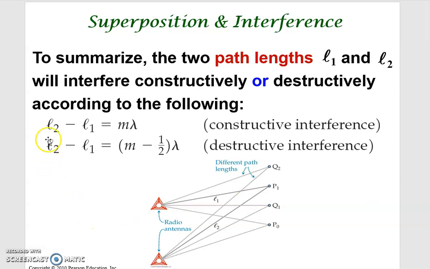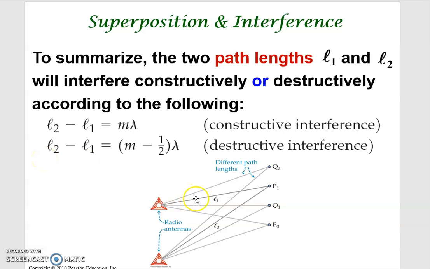So to write the result based on the formula, this is the case. If the difference of the path length is an integer number of the wavelengths, then that is the constructive interference. If the difference of the path length is the half wavelength multiplied by integers, then this is the so-called destructive interference. Okay, so these two formulas basically summarize what we just said.